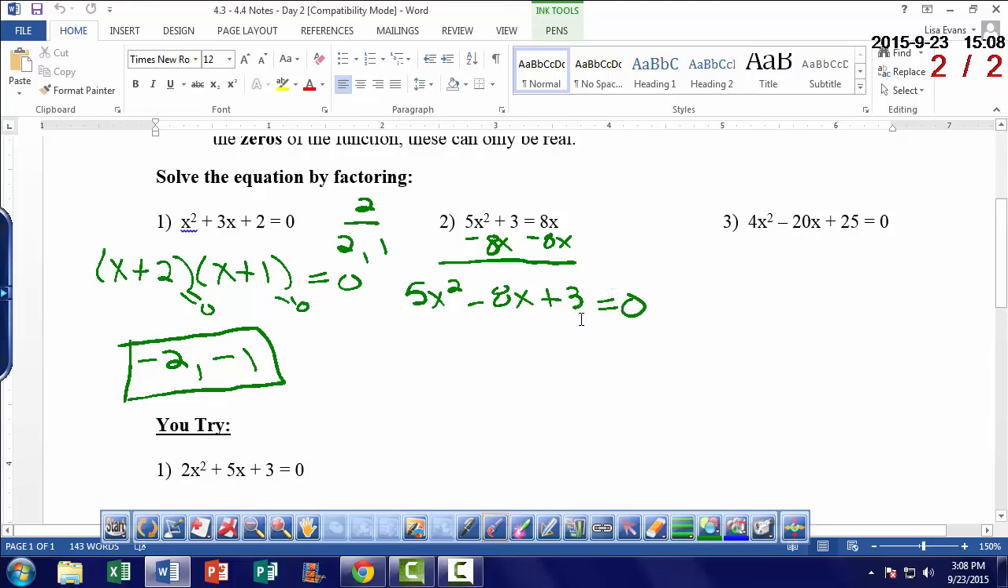Now I have the rainbow method, or the more difficult AC factoring, because my x squared term leads with a number greater than 1. So I'm going to multiply 5 times 3, I get 15. I'm going to find what multiplies to give me a positive 15, but adds to give me a negative 8. That would be negative 3 and negative 5. So I'm going to replace my middle term with these new terms.